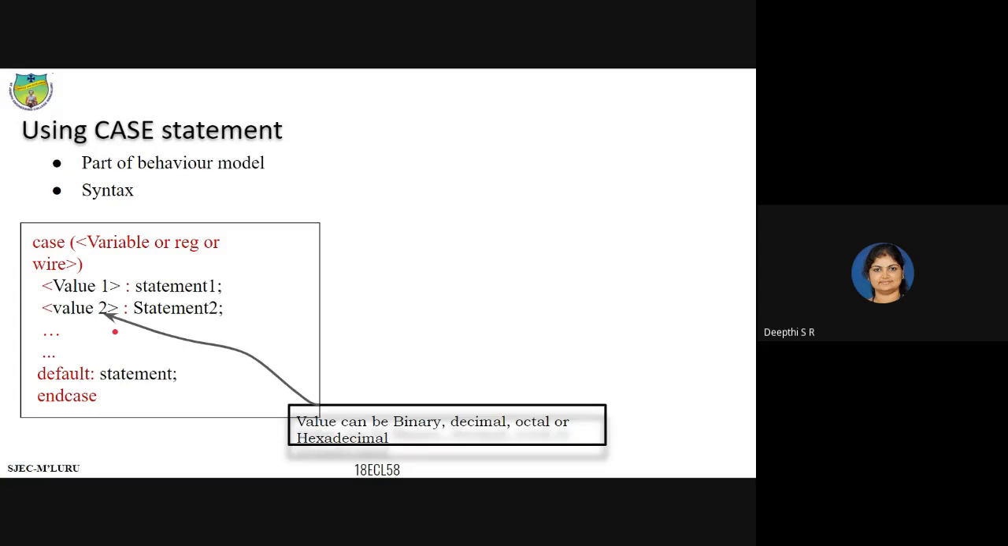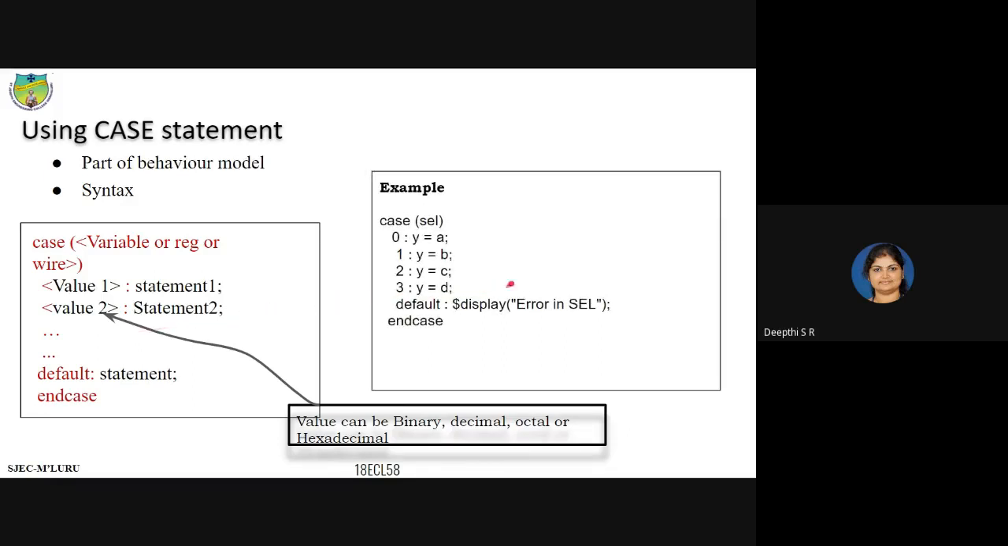So here the value 1, 2, 3 can be a binary value or the decimal or octal or the hexadecimal value. So if you see this example, here the case is the keyword, and inside the parenthesis you have selection, that is one variable, and here you have some value. Okay, so it is 0, 1, 2, 3. That means the values are in the decimal format. Okay, then colon, then you are assigning something to the y. So y is equal to a. So this is the assignment operator. Equal is the assignment operator that we use in the behavioral style.